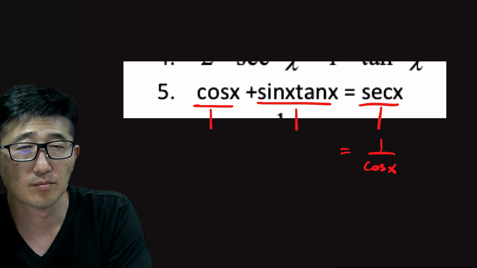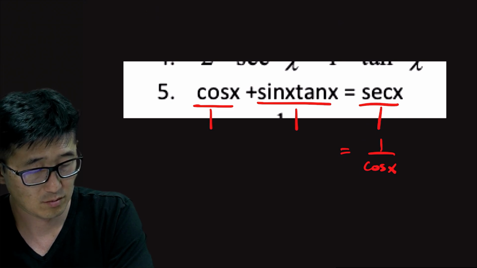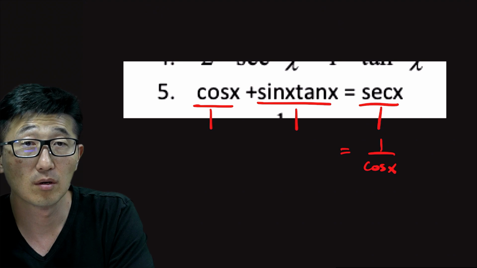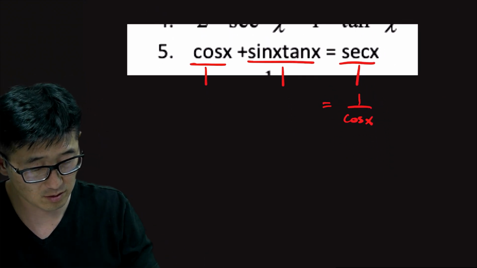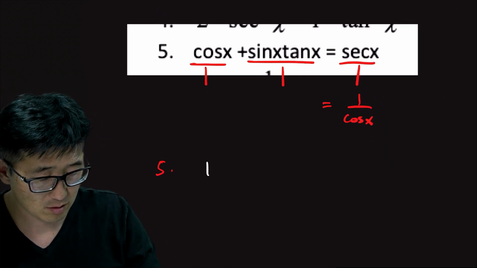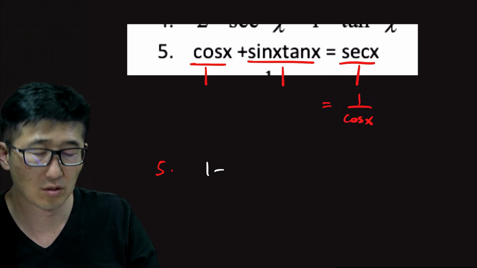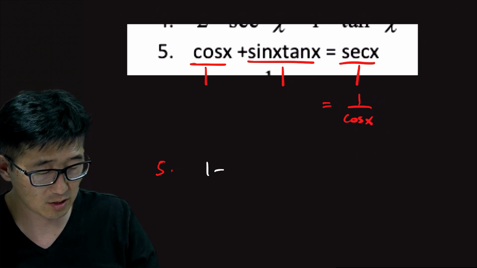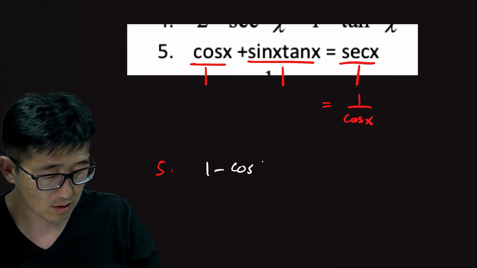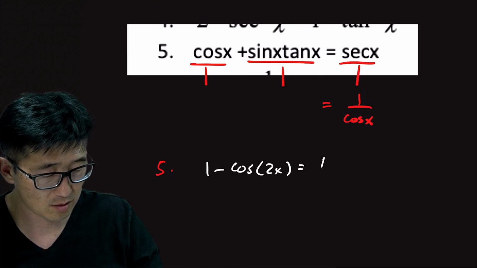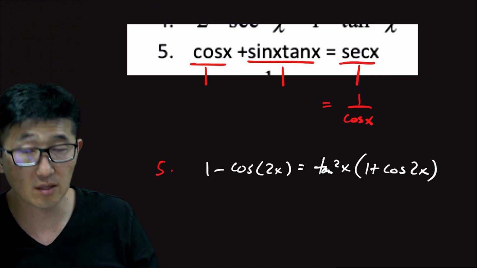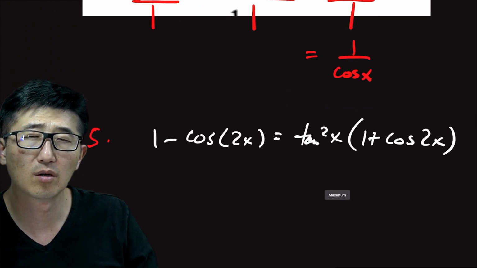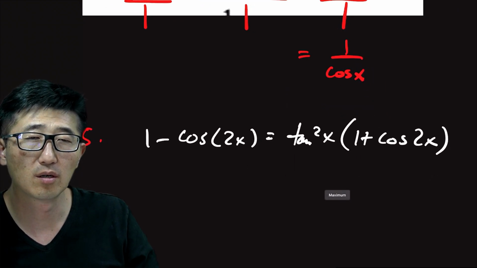Wait, I think the numbers might be different. Sorry. Is it cosine x squared? Oh, this one isn't on it. I'll just add this one then. Which one's your number 5? It's 1 minus cosine 2x equals tan squared x, parentheses 1 plus cosine 2x. Okay, say it one more time. 1 minus cosine 2x equals tan squared x, parentheses 1 plus cosine 2x. Okay.